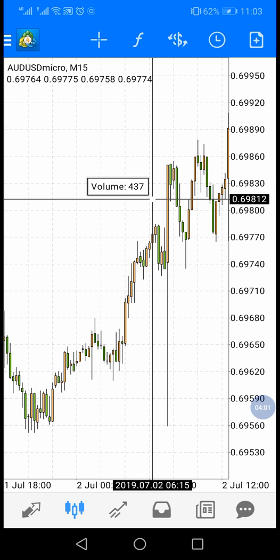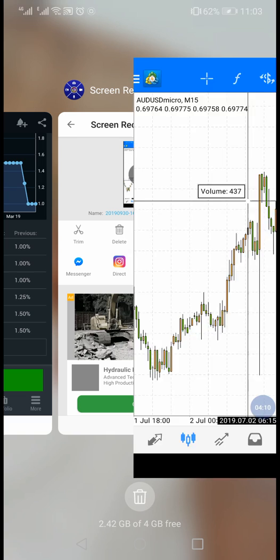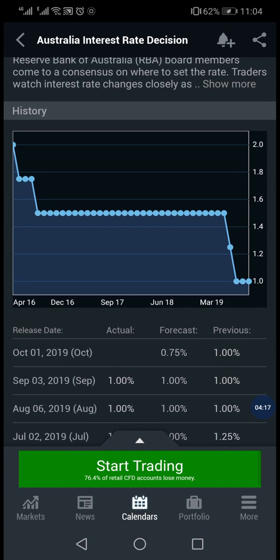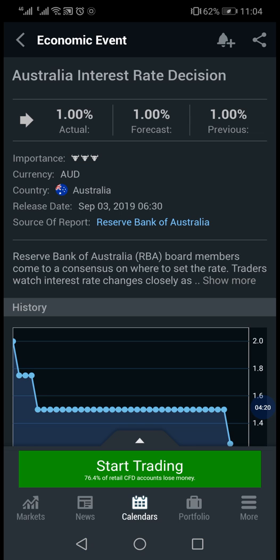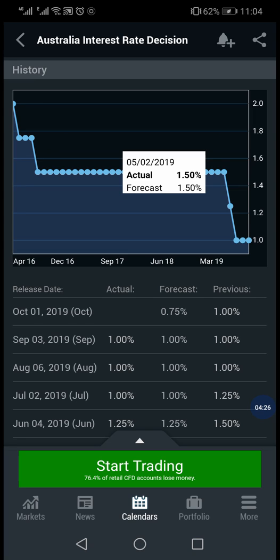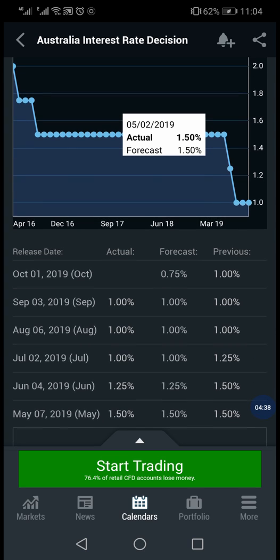The biggest question might be, why am I saying that this strategy doesn't apply to each and every event? Simple. Firstly, you must have investing.com. On investing.com, look at the AUD interest rate. In this case, on September 3rd, the previous was 1%, the forecast was 1%, and the actual was 1%. So the interest rate didn't reject.